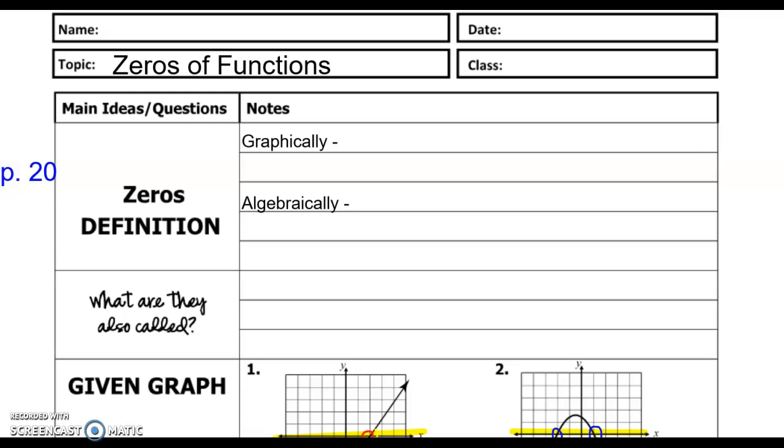Algebra 1A, Zero of Functions. We are on page 20 of your Chapter 4 packet. If you don't have your packet, just grab some scratch paper. All right, so first of all, what are the zeros of a function?